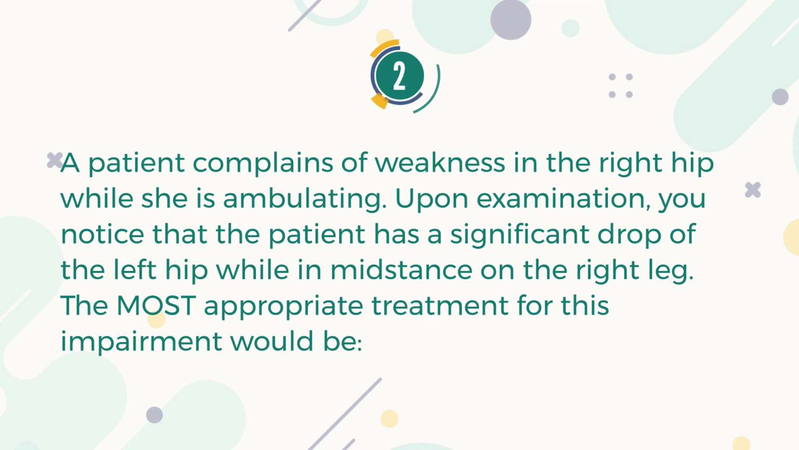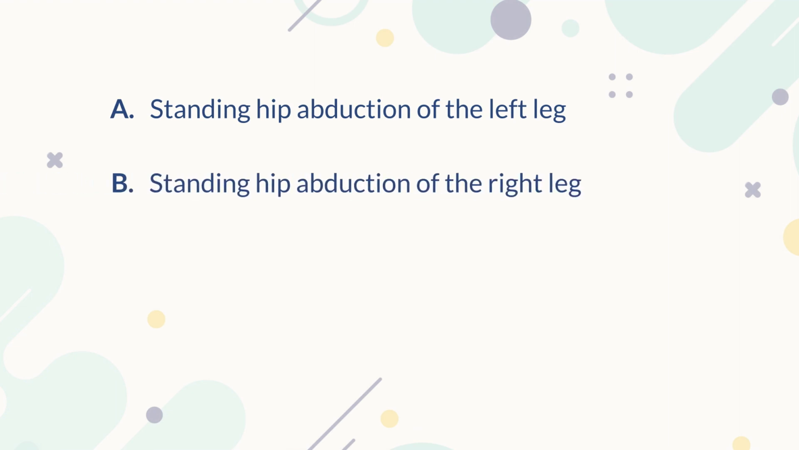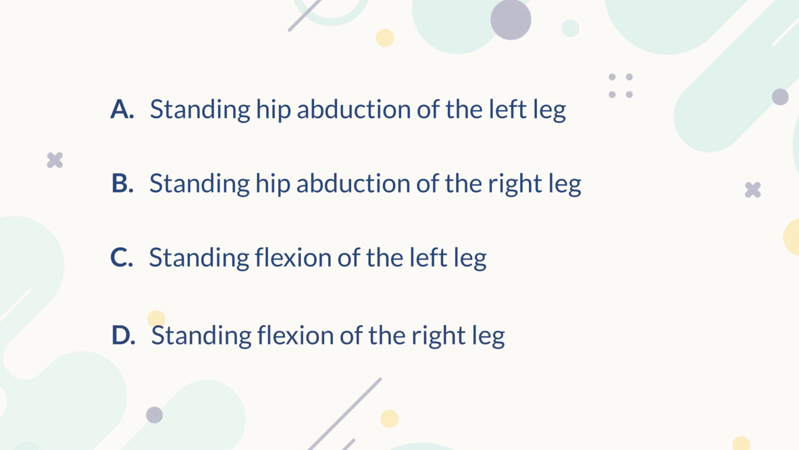Number 2. A patient complains of weakness in the right hip while she is ambulating. Upon examination, you notice that the patient has a significant drop of the left hip while in mid-stance on the right leg. The most appropriate treatment for this impairment would be A. Standing hip abduction of the left leg. B. Standing hip abduction of the right leg. C. Standing flexion of the left leg. D. Standing flexion of the right leg.